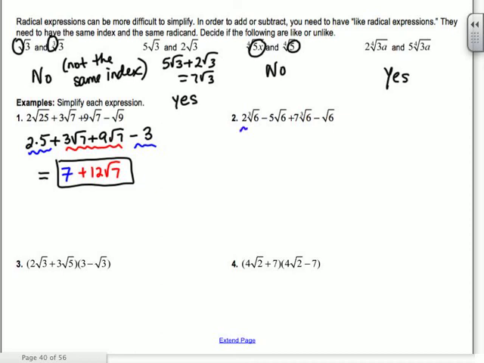Okay, the next one. So I have 2 cube root of 6 and 7 cube root of 6. Those are two like terms. So 2x plus 7x would be 9x, right? So this is 9 cube root of 6. And then I have negative 5 times square root of 6, and then minus square root of 6. So again, think of them like another variable, so like y. So if I had negative 5y minus y, what would that be? Negative 6y, right? So this is negative 6 root 6.